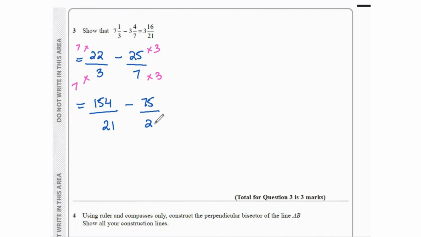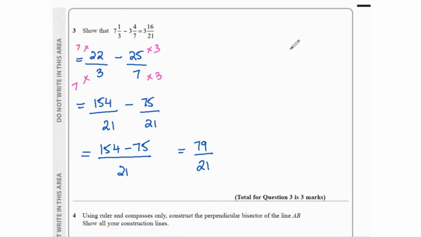And again over 21. As you can see, the denominators are equal now, which means we can combine it as a single fraction and solve the numerators. We never add or subtract the denominators. They remain the same. What is added and subtracted is just the numerator. So 154 minus 75 is going to be 79 over 21.